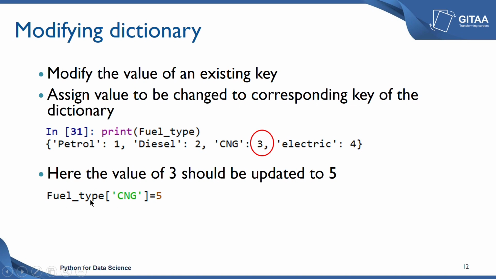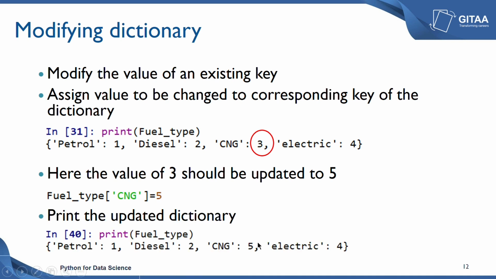The dictionary name is our existing dictionary fuel_type. We wanted to update the value of 3 to 5, right. So, within the square brackets mention the key which is CNG, and assign the corresponding value which you wanted to update, now I am specifying 5. When you print the updated dictionary, you will be able to see the changes. Now the CNG value which was 3 has been changed to 5. So, you can also modify the value of an existing key.